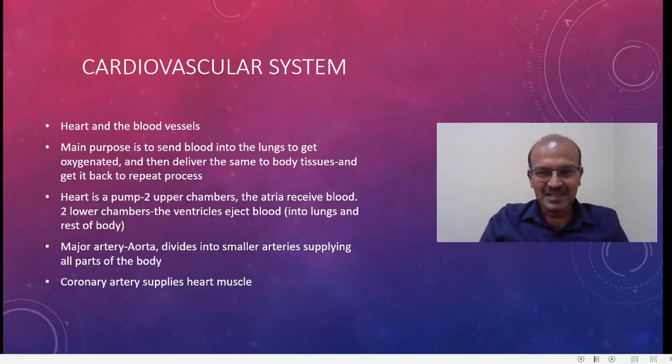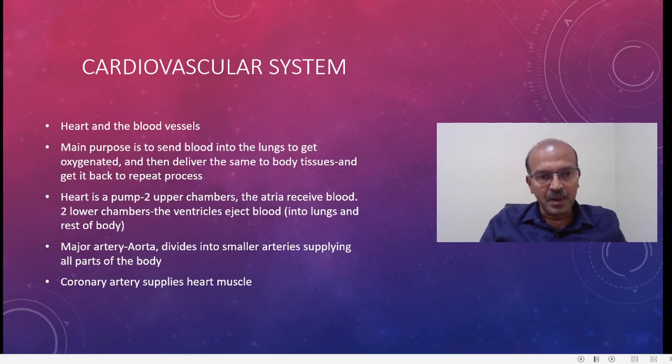Hi. Now we will discuss a very important system, which is the cardiovascular system. As you know, the cardiovascular system is composed of the heart and the blood vessels. The main purpose is to send blood into the lungs to get oxygenated and then deliver the oxygenated blood to the rest of the body. And this cycle continues on a repeat basis. So the blood which is deoxygenated in the tissues comes back to the lung and so on.